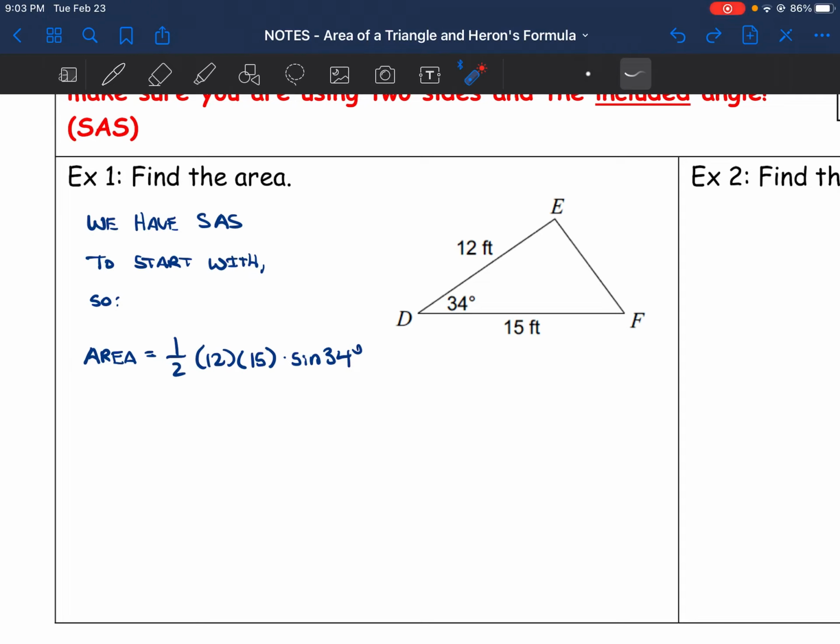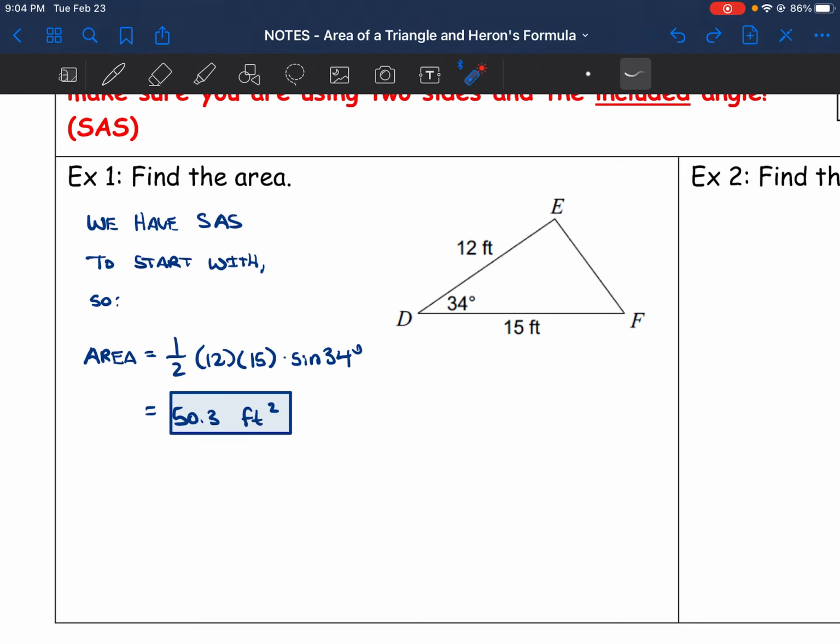It's 1/2 times the 2 sides that we have, 12 and 15, multiplied by the sine of the angle that's in between them. So the area is 1/2 times 12 times 15 times the sine of 34 degrees. This is going to give us that the area is 50.3 feet squared. We're going to say feet squared because feet is the unit, and we know area is units squared. Okay, so that one's pretty easy. So when you run into that side angle side scenario right from the beginning, things are nice and simple.